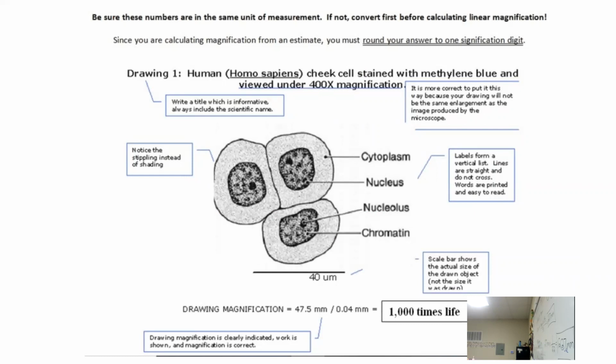Accuracy. Well, you can't really tell that because you don't know what they were looking at. Title, let's look at the title. Notice the title is very specific. You don't just put cheek cell under 400, right? It's nice and formal. So human, Homo sapiens underlined, cheek cell, stained with methylene blue. You may or may not know that. If you don't know that, you wouldn't have to write it. And viewed under 400x magnification. That's pretty much the format you want to use. Viewed under blank x magnification.